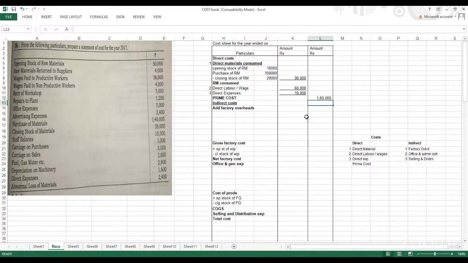Is this clear, students? Then we go to indirect cost. Under indirect, I told you we have three subheads: factory, office, and selling. So first start with factory overheads.